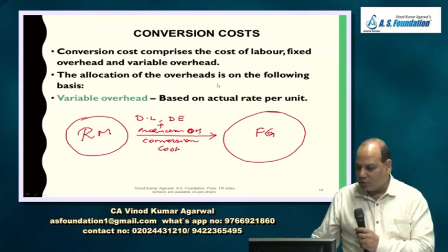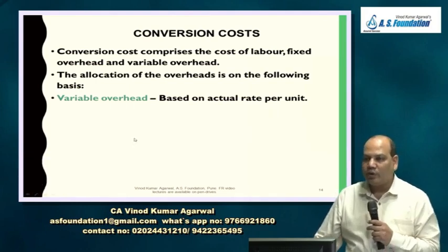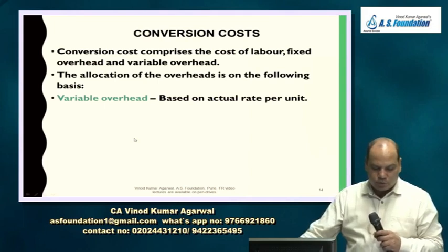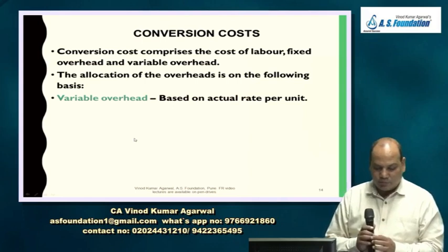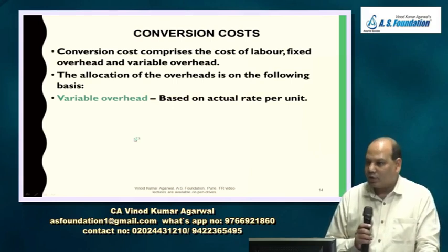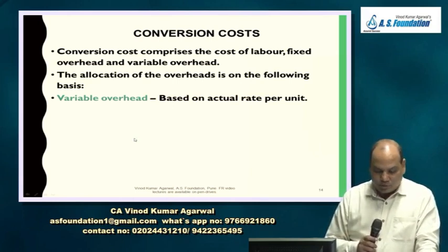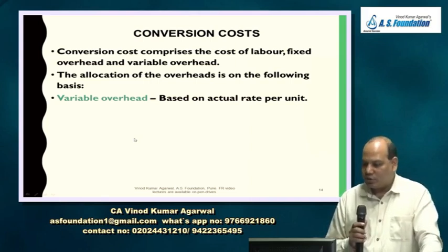The allocation of the overhead is like this. I have made a small summary of how you are going to allocate the overheads. Overheads are of two types: fixed overhead and variable overhead. As you know, fixed overheads are those indirect costs that remain relatively constant regardless of production, and variable overheads are those that vary directly or nearly directly with the production.